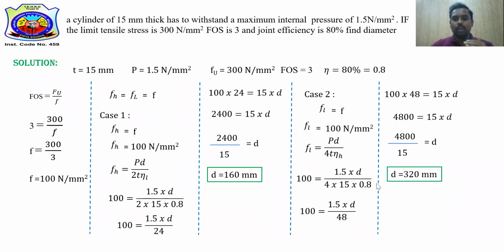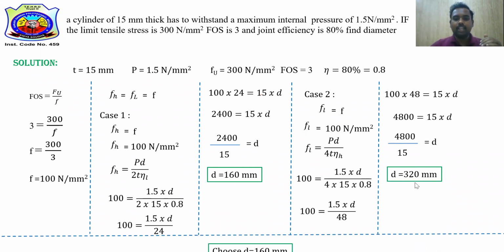Students, since I got two values for diameter, I should take the lower value. For thickness, I should take the bigger value. For diameter, I should take the lower value. This is what I should do. In case of thickness, always take the bigger value. In the previous case, we got thickness for two values, that is 3 mm and 6 mm. In that case, I have chosen 6 mm as the answer.